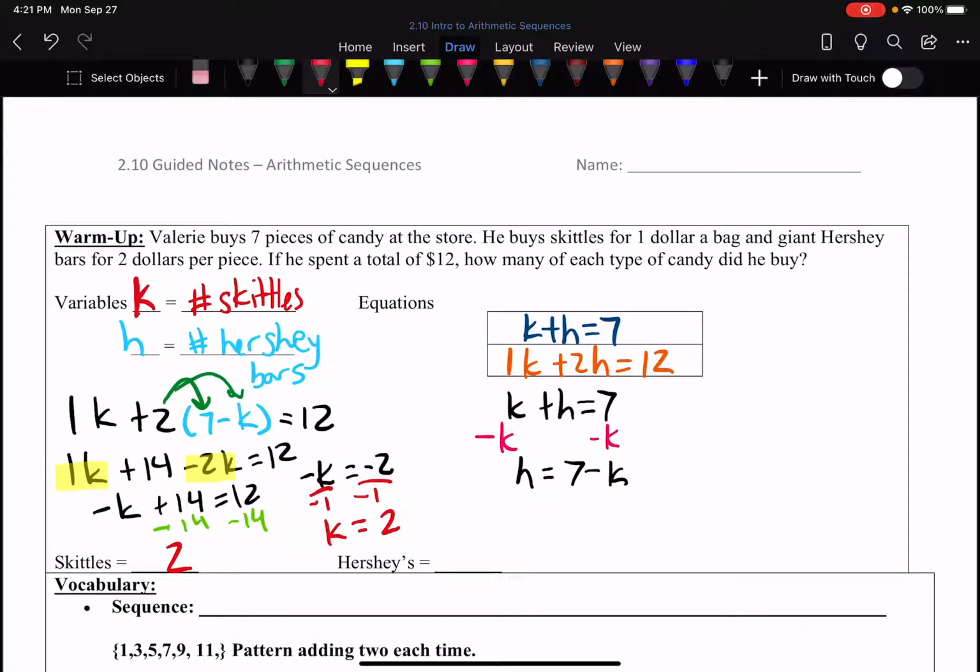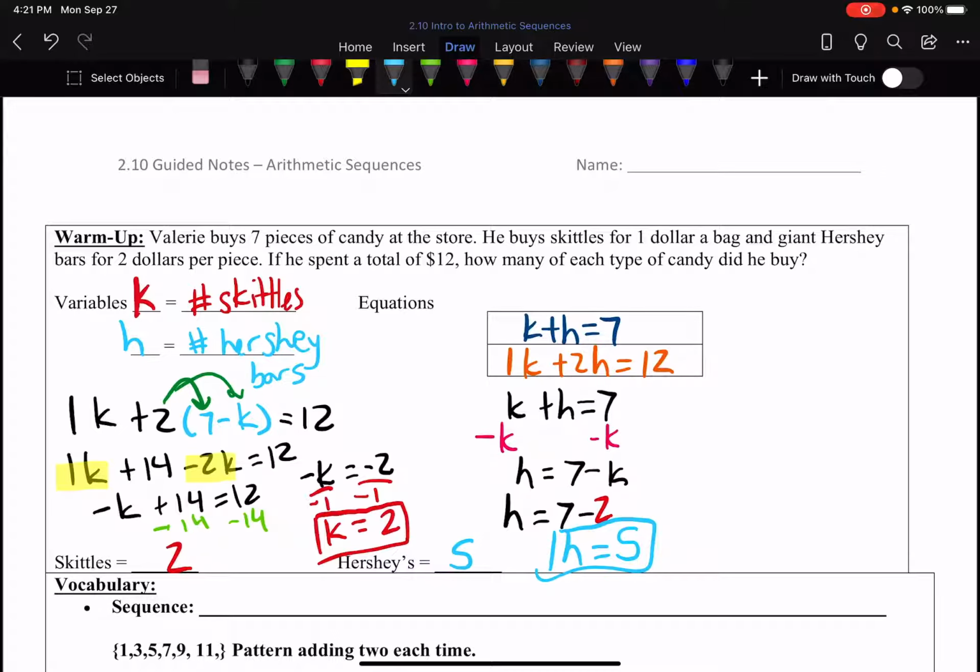Knowing that K is equal to 2, I can substitute that value into the equation for H. So I know that H is equal to 7 minus K. So I have 7 minus 2, which means that H is equal to 5. So it looks like Valerie bought 2 bags of Skittles and 5 Hershey bars.